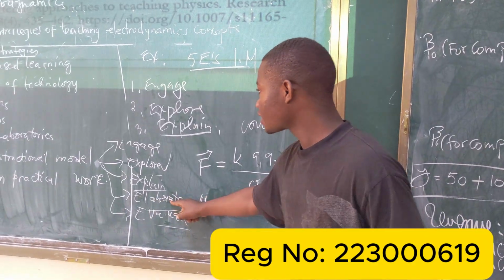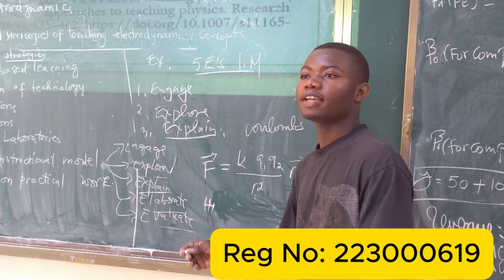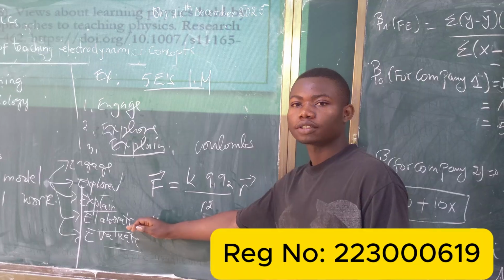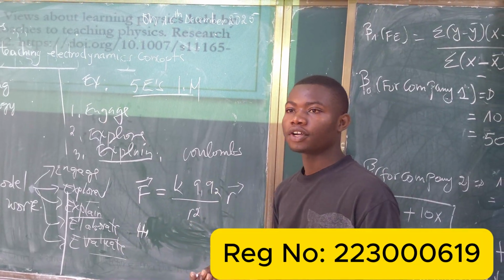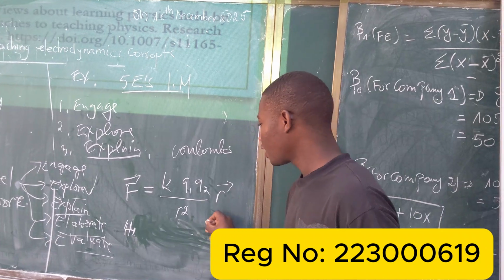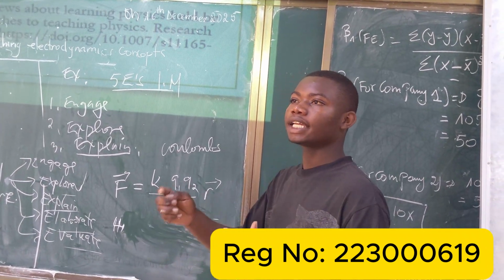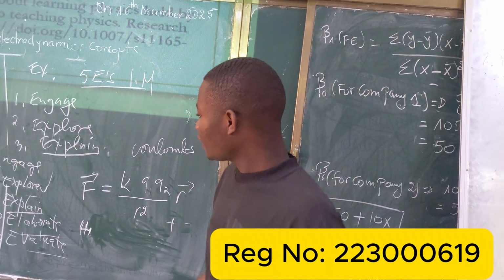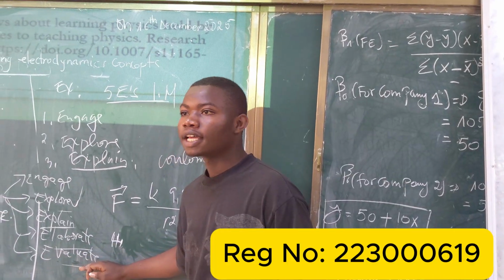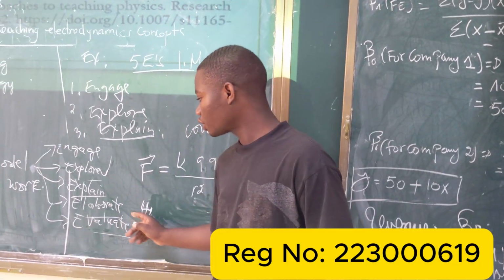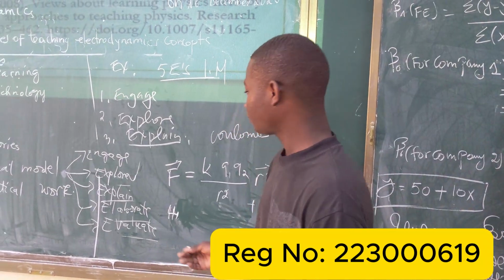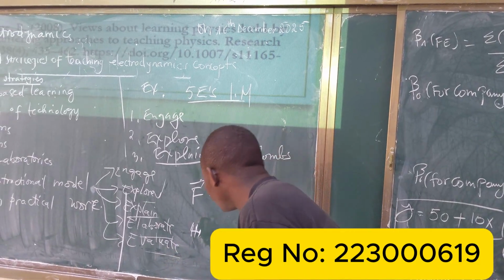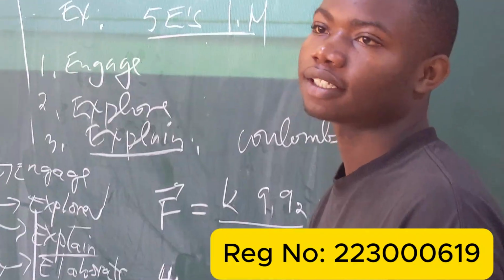In this elaborate phase, the teacher may give learners homework, or ask for applications of Coulomb's law in real life, like examining how positive and negative charges interact in electric wires. And in the evaluate phase, the teacher may give the learners short quizzes or ask them to work on electric field lines.